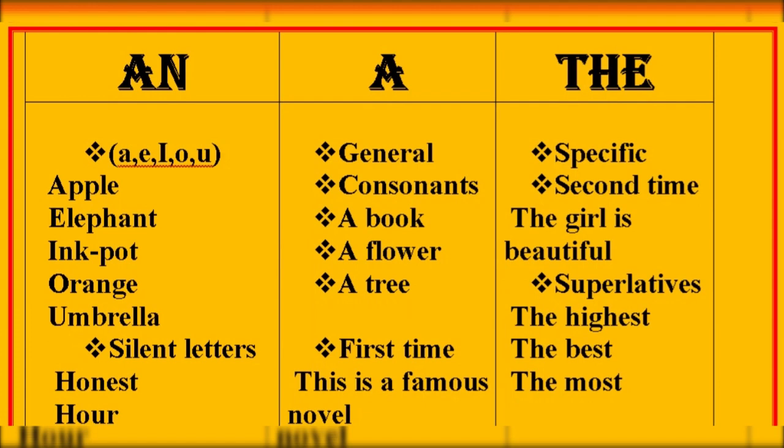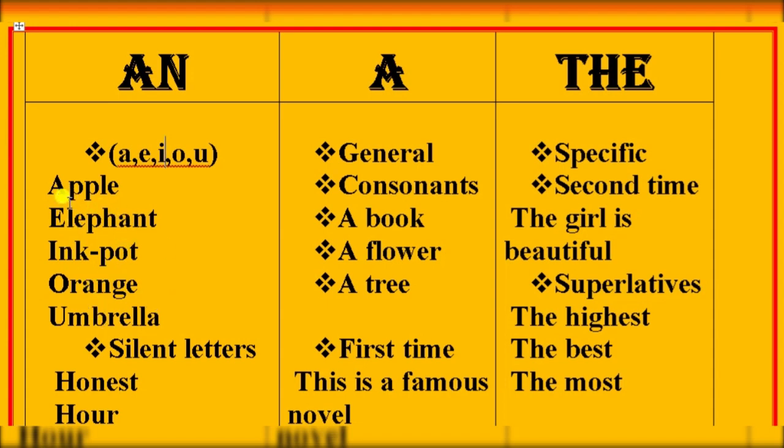A, E, I, O, U. These are vowels. I already told you that. There are 26 letters in English. It is commonly called the alphabet. Out of these 26 letters, 5 letters are called vowels, right? A, E, I, O, U. See the examples: apple, elephant, ink pot, orange, umbrella.